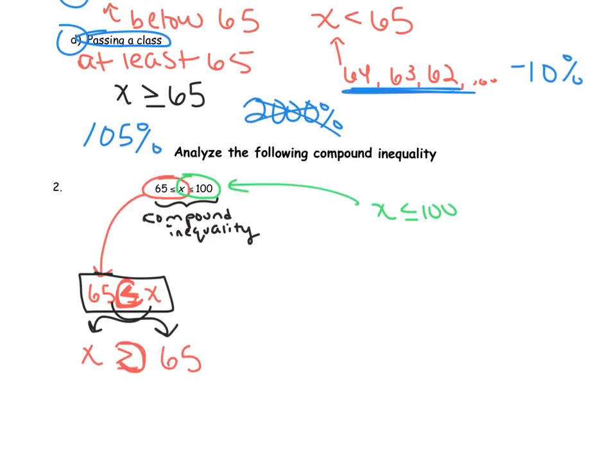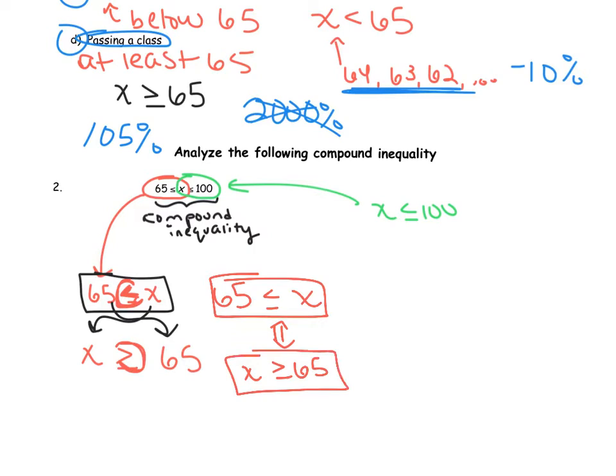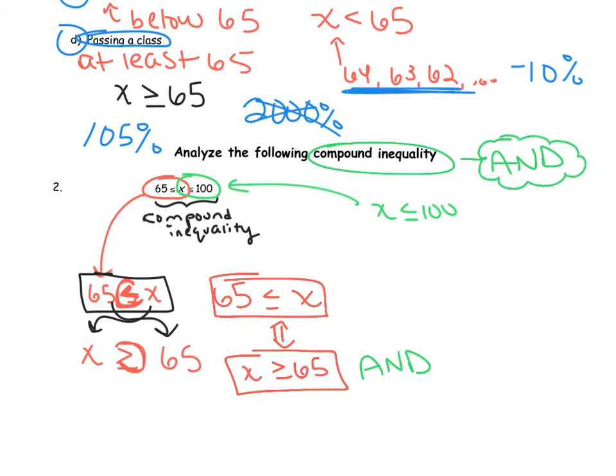Okay? So if I look, this is really the same exact thing. 65 being less than or equal to x is equivalent to x being greater than or equal to 65. This is an equivalent statement. They're the exact same thing. Always want that variable on the left. And we also have, because this is a compound inequality, we use and. Remember I talked about earlier in the year and or? This is an and statement. So I have and x is less than or equal to 100.